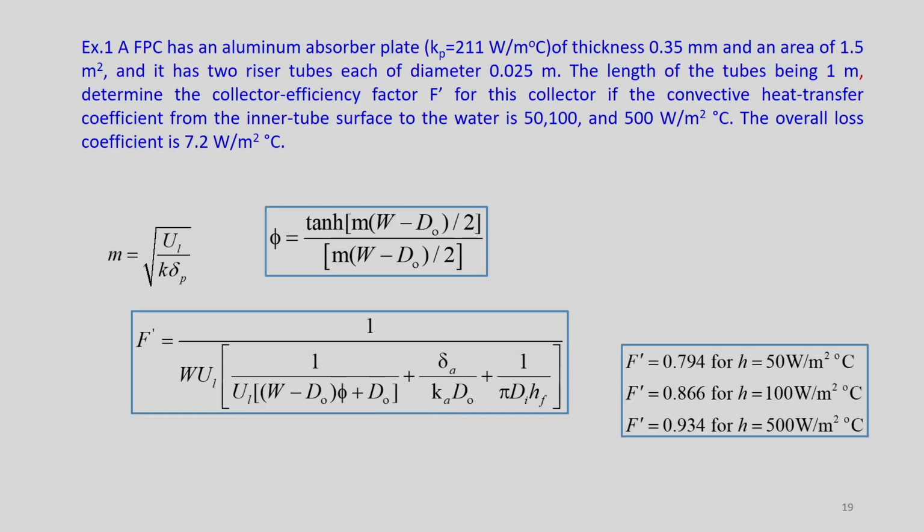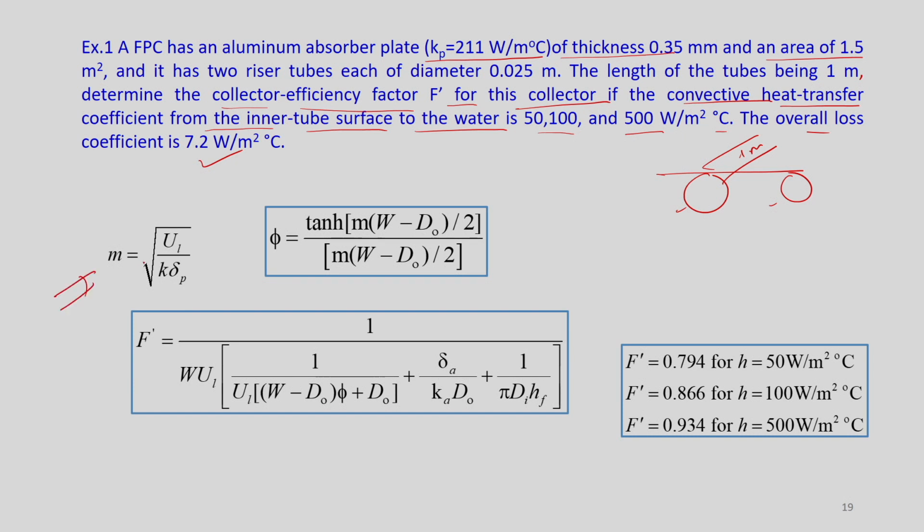So, we can solve one problem. A flat plate collector has an aluminum absorber plate having thermal conductivity 211 watt per meter degree Celsius, thickness 0.35 mm and an area of 1.5 meter square, and it has two riser tubes. The diameter is given, and the length of the tube is also given as 1 meter. Determine the collector efficiency factor F dash for this collector if the convective heat transfer coefficient from the inner tube surface to the fluid is 50, 100 and 500 watt per meter square per degree Celsius. The overall heat transfer coefficient is given as 7.2 watt per meter square per degree Celsius.